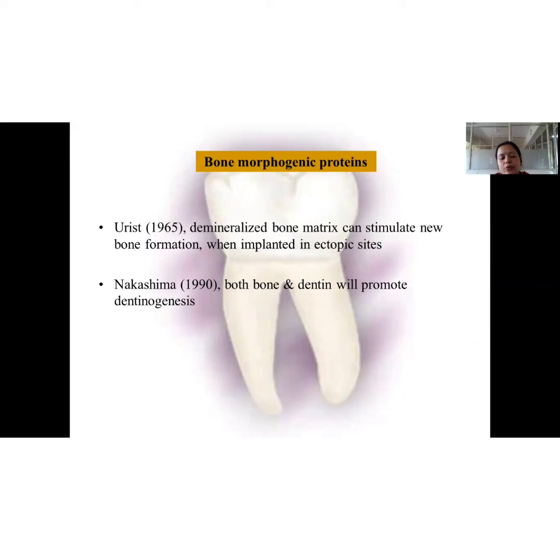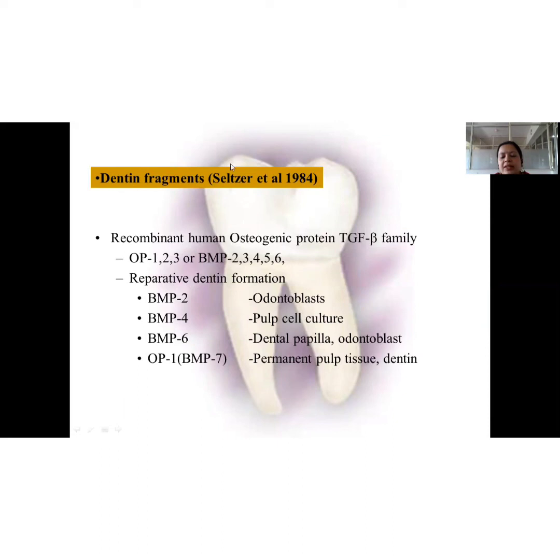Now bone morphogenetic protein. Urist: demineralized bone matrix can stimulate new bone formation when implanted in ectopic sites. Nakashima: both bone and dentin will promote dentinogenesis. Dentin fragments can also be used. Recombinant human osteogenic protein, TGF family, OP1, and BMP 2, 3, 4, 5, 6 can be used. What they do is promote reparative dentin formation.